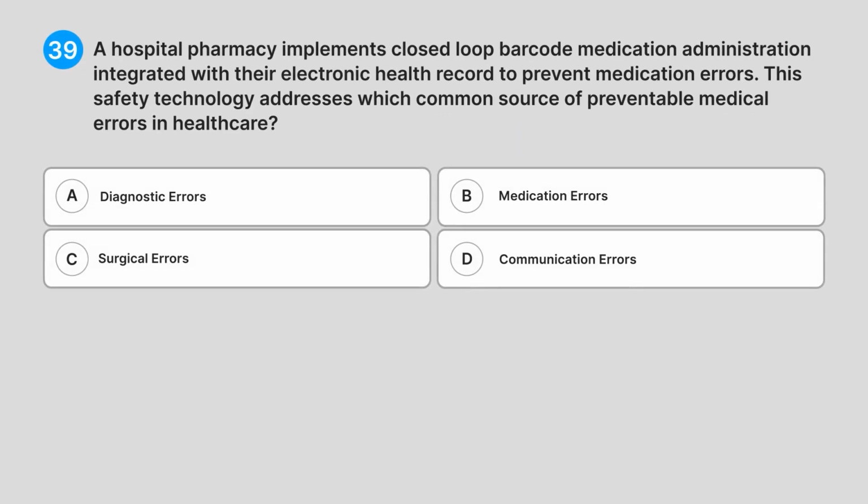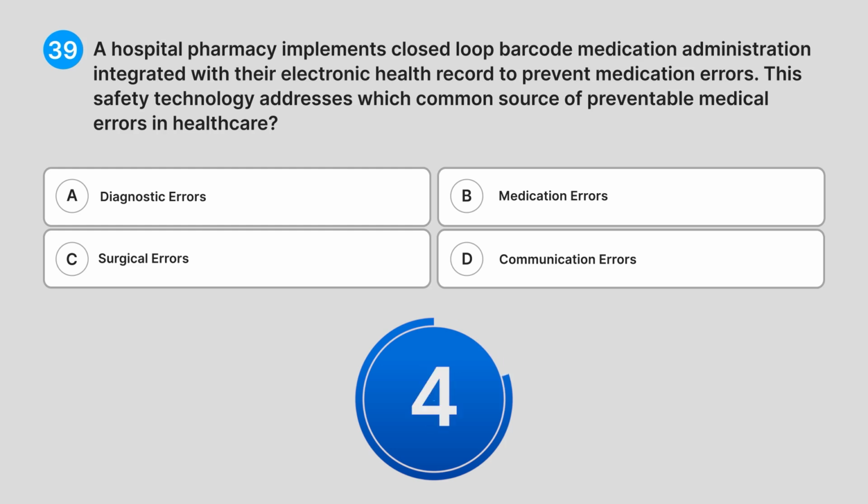39. A hospital pharmacy implements closed-loop barcode medication administration integrated with their electronic health record to prevent medication errors. This safety technology addresses which common source of preventable medical errors in healthcare? A. Diagnostic errors. B. Medication errors. C. Surgical errors. D. Communication errors.